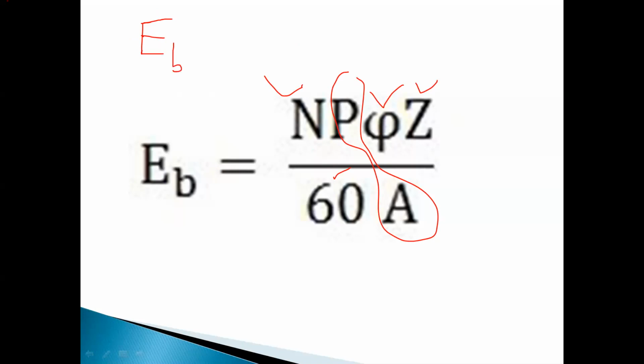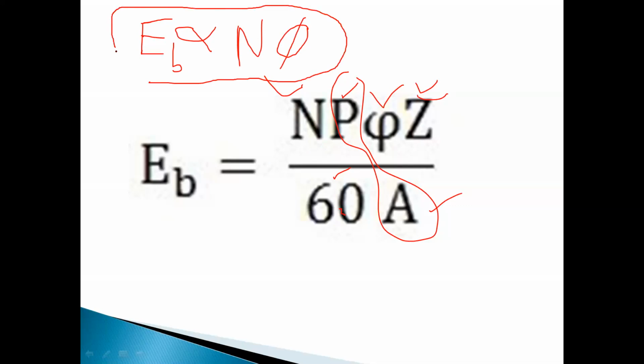Once a DC motor is designed, the number of poles P is fixed, the conductors are fixed, the parallel paths are fixed, and 60 is also fixed. So back EMF depends upon the speed of the motor and the field flux of the machine. Back EMF is proportional to speed and flux.